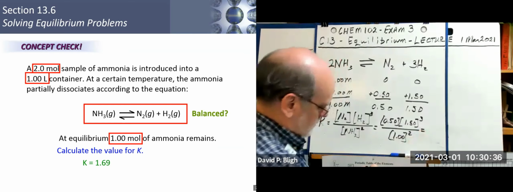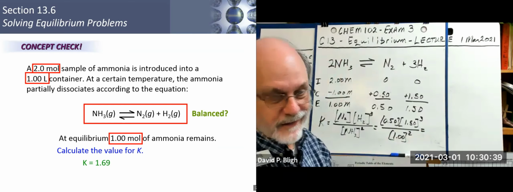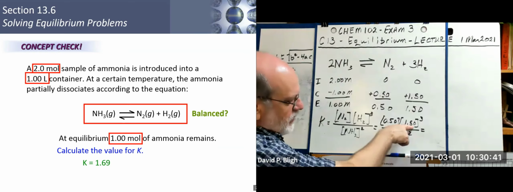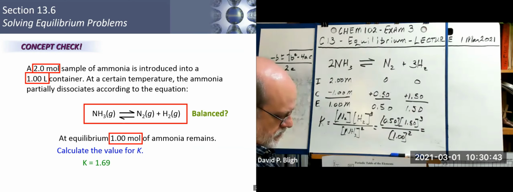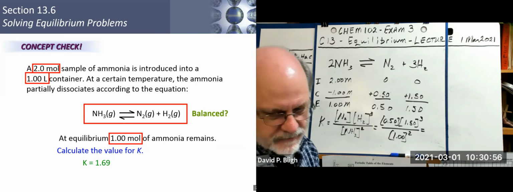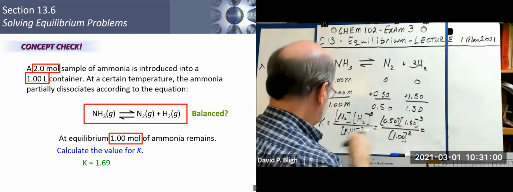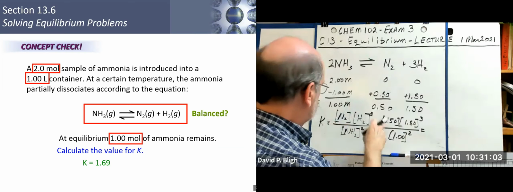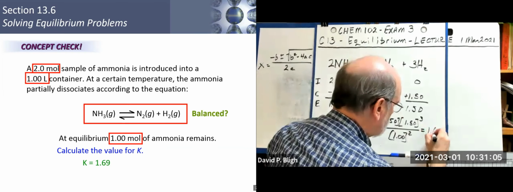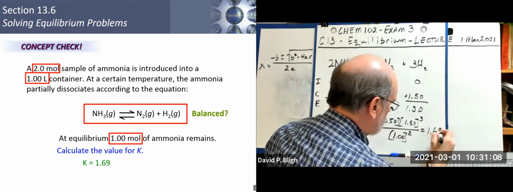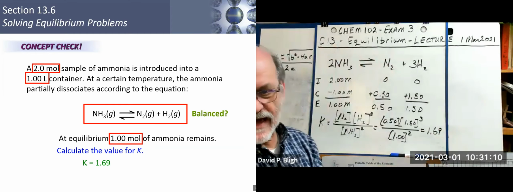squared. So we just whip out our calculator and say, I'm going to cube that one first. 0.375 times 0.5, and then divided by 1 squared, 1.69. Rounded off to 2 decimal places. Actually 3. That's our K value, 1.69.